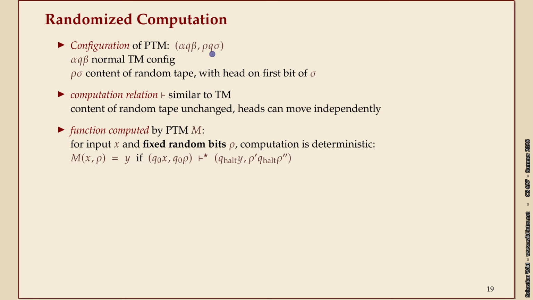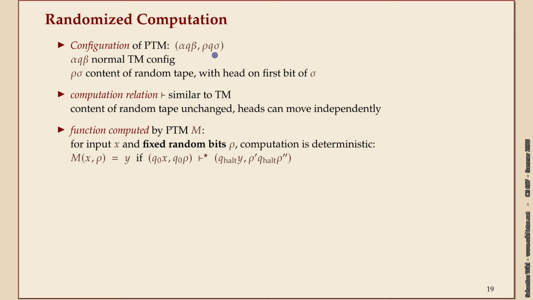Now we have a second tape, so we have a second component in the configuration. It's just a pair of those things. And the second component works exactly the same, except that now these rho and sigma together are the content of this, the red tape, of the random bit tape.